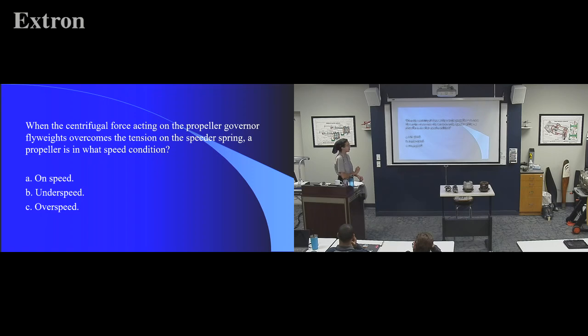Corbin. When the centrifugal force acting on the propeller governor flyweights overcomes the tension of the speeder spring, a propeller is in what speed condition? Is it on speed, under speed, or over speed? Over speed. Sorry. The flyweights are going out.